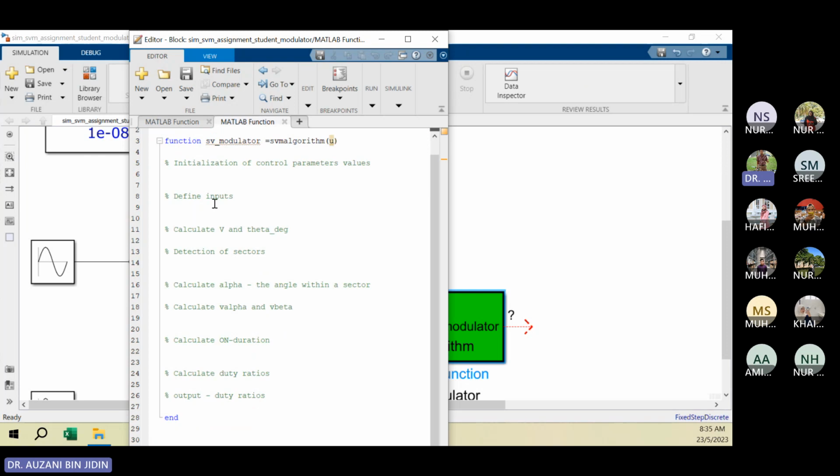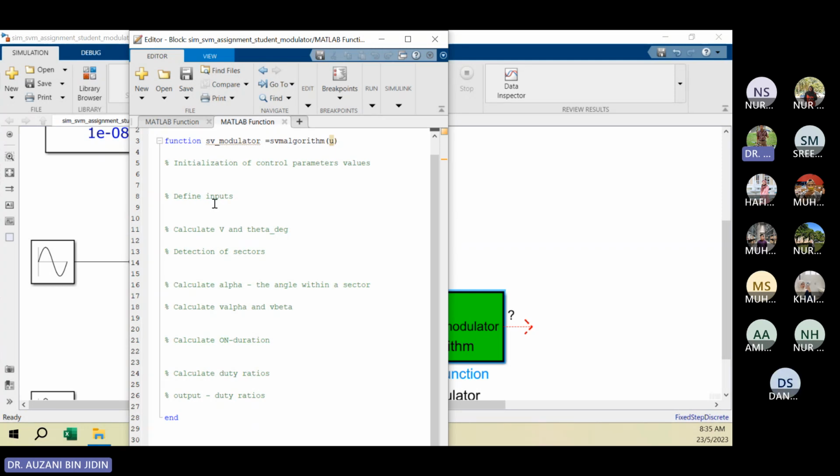So this is the step based on the flowchart. Firstly, you need to define the input, where the input of the modulator is VD and VQ. Then you need to calculate the magnitude and the angle. Then you detect the sector, calculate the alpha angle within the sector, and calculate V alpha and V beta, based on the equations that we derived last time. Then you apply the equations to calculate TA, TB and TZ, calculate the duty ratio, and finally generate the output, which is the duty ratio. Okay, we go step by step.